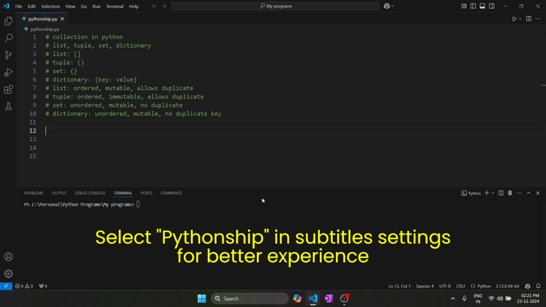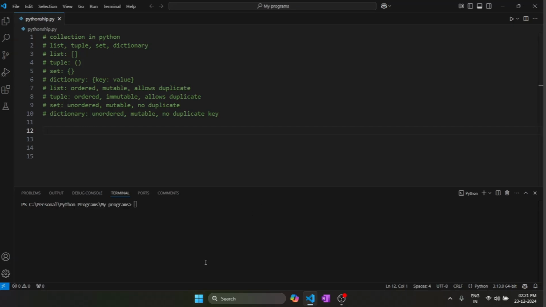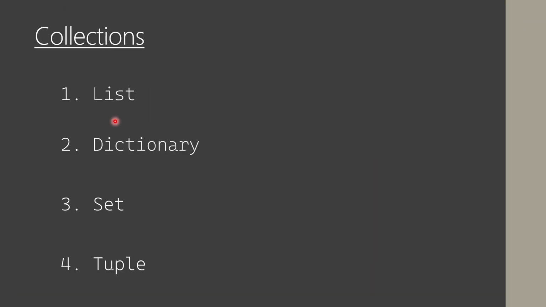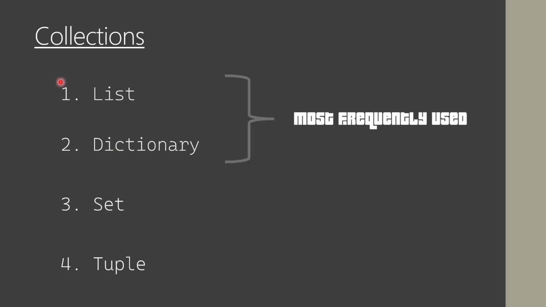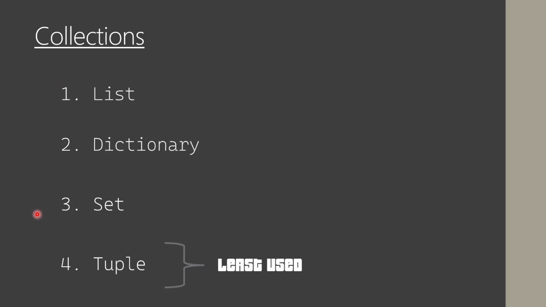Hey everybody, let's see what collections in Python are and how we can use them. But before writing any code, let me show you something. In Python there are four types of collections: list, dictionary, set and tuples, out of which list and dictionaries are used the most. Sets are used quite well and tuples are least.